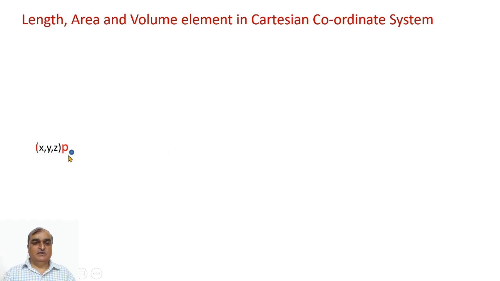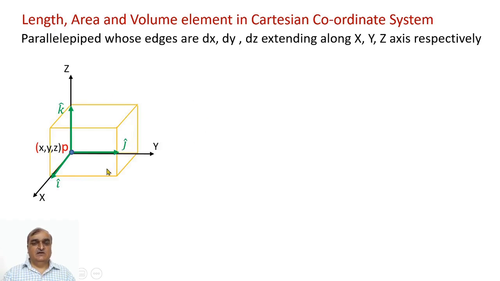For this, consider this point P having coordinate x, y, z. Then as we have seen, the three coordinate axes in Cartesian coordinate system are x, y and z. The unit vector along x-axis is i cap, along y-axis is j cap, along z-axis is k cap. Again, consider this volume element, a parallelepiped having edges dx, dy, dz. We can connect these diagonal points by this vector dl.